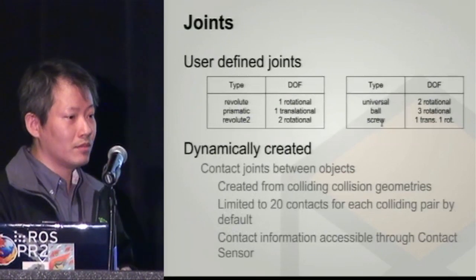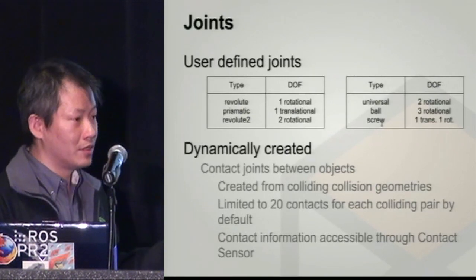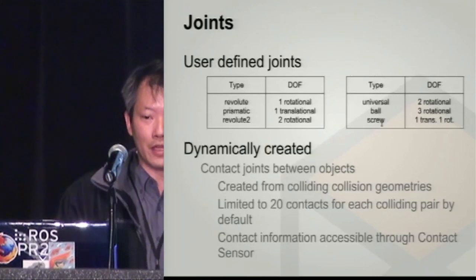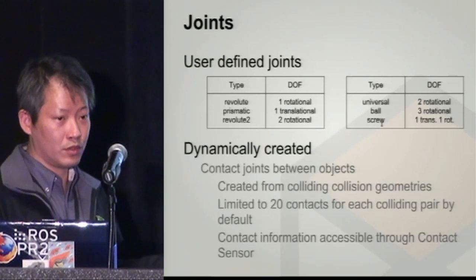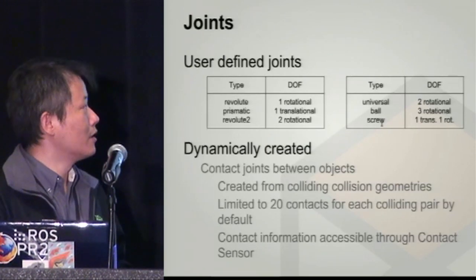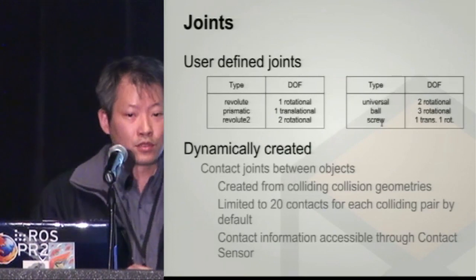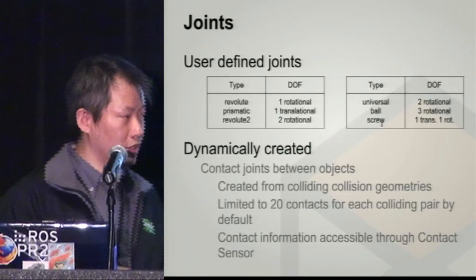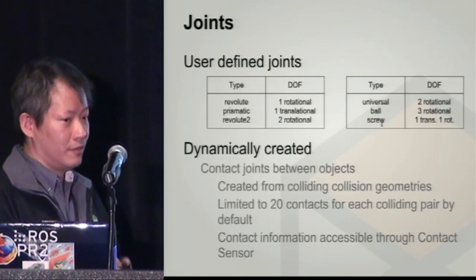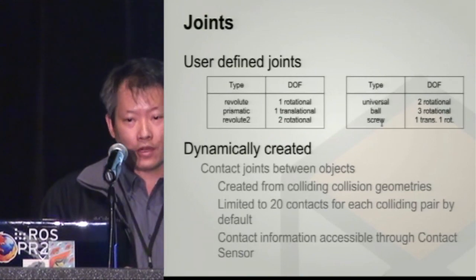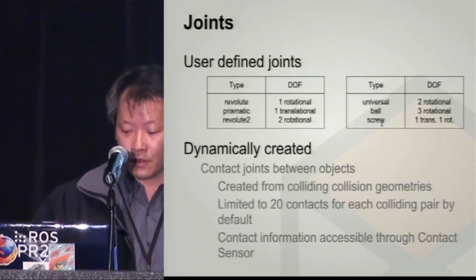So a little bit about joints. Again, this is rudimentary. There are user-defined joints, which are usually constraints on degrees of freedom between links. They can be prismatic, revolute. There's a revolute2 joint, which was designed for car-like suspension constraints, and other ones, such as universal, ball, and screw joints, which can be defined in your SDF or URDF. And also, there are dynamically created contact joints. These are created by the collision detection engine and generated and removed dynamically at every update cycle.